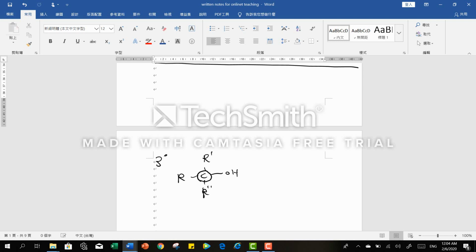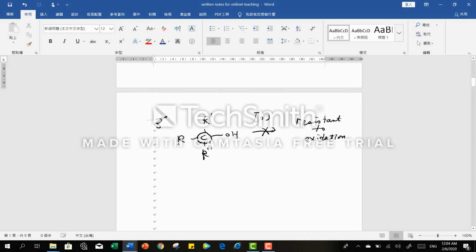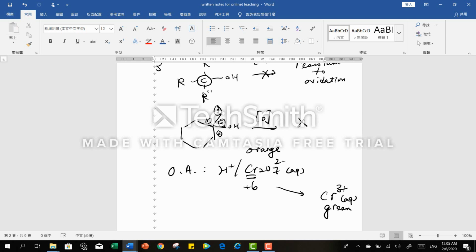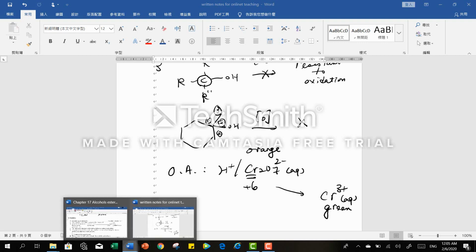Well, the third one has nothing to say because, as I said, if the carbon atom that is bonded with the oxygen doesn't have any hydrogen, then it cannot be oxidized. It's resistant to oxidation. Just like this one, 1 bond, 2 bond, 3 bond, 4 bond, which means there is no hydrogen. So if you add an oxidizing agent, no reaction. Normally the oxidizing agent we use is acidified dichromate(VI) solution. VI means the oxidation number is positive 6, and it will be reduced to chromium(III). So a very obvious color change can be observed from orange to green. Any question? If no question, then let us go back to the notes.